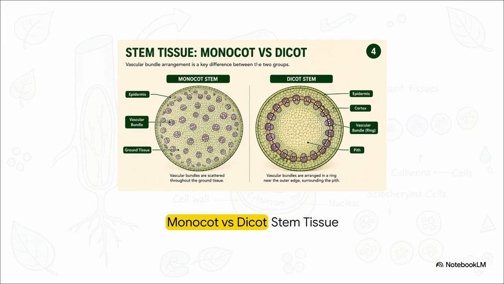Okay, moving on to tissue-level organization. I actually want you to pause this explainer right here. Compare the two stems on your screen. Which one shows vascular bundles arranged in a distinct ring? Take a second to decide.